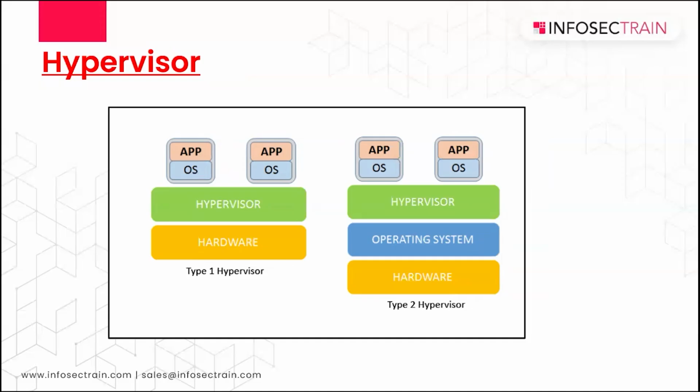Type 1 hypervisor is the one where you do not see an operating system, and there is specially configured hardware which is used in the backend in the data center. On the other hand, you have the type 2 hypervisor, which runs on an operating system, and this is mostly used by normal users, right? Your normal PC is compatible enough to use any kind of type 2 hypervisor.